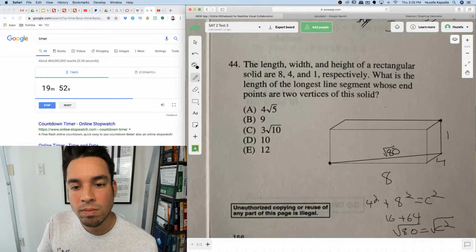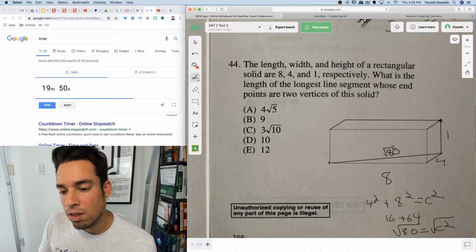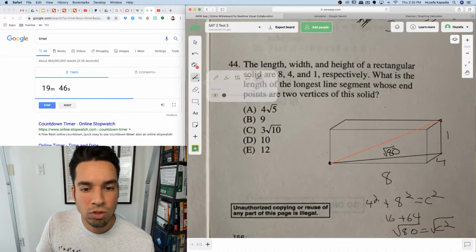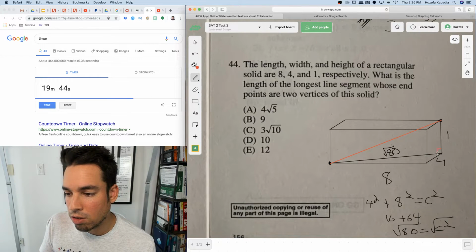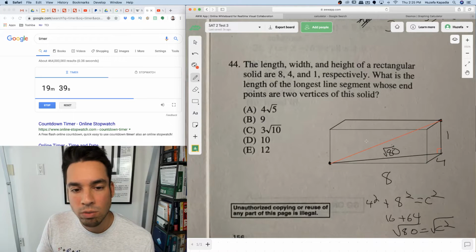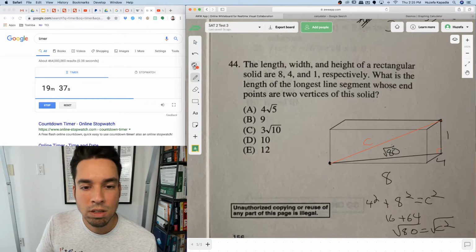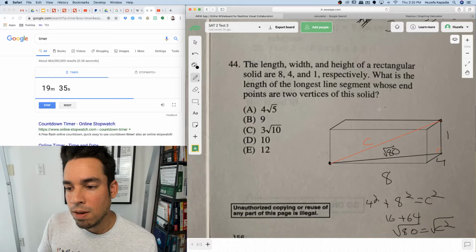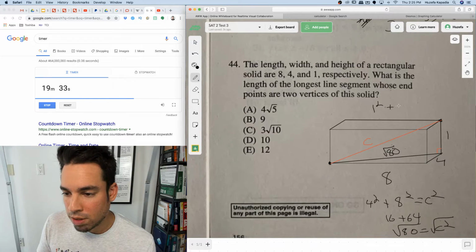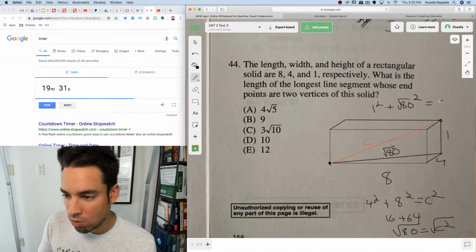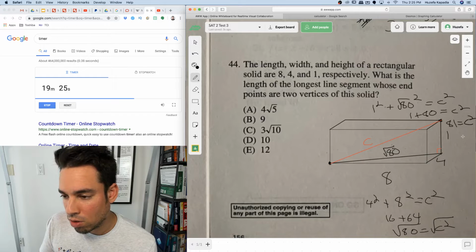Then I'm going to put this one in red. Now we can calculate this, because now we've got a new triangle, and it's a right triangle, by the way. So we've got sides of 1, square root of 80, and whatever the red is. We'll call this C now, and I'll change back to black. So 1 squared plus square root of 80 squared equals C squared. That's 1 plus 80 equals C squared. That's 81 equals C squared. And of course, taking the square root, C equals 9.